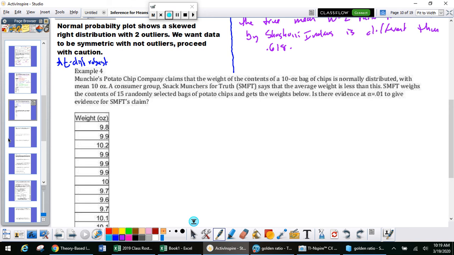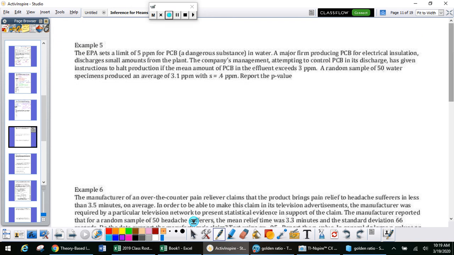The other ones that you have left to work on are a little bit easier. You have two left you have to do, but like 5, it gives you x bar, s. So when you put these ones in the calculator, you'd use the stats because they just give you the stats. They don't give you all the individual values. So that makes life a little bit easier.